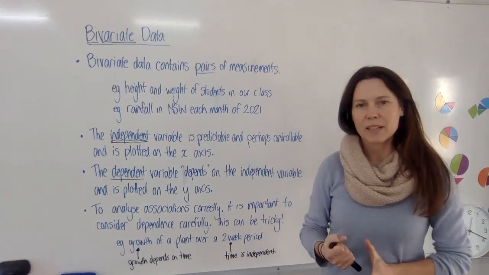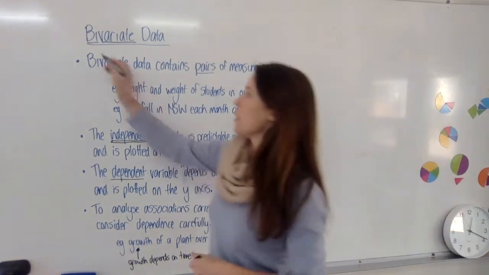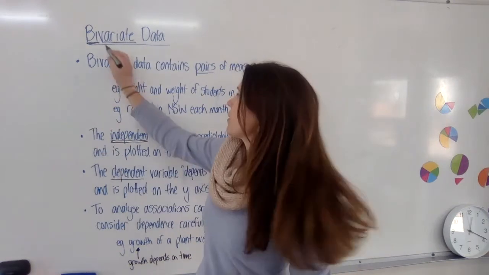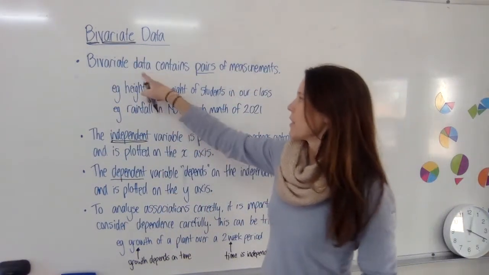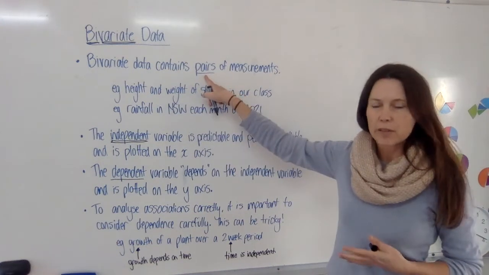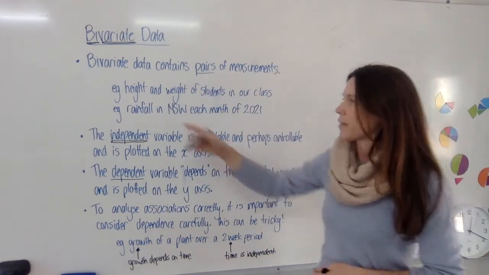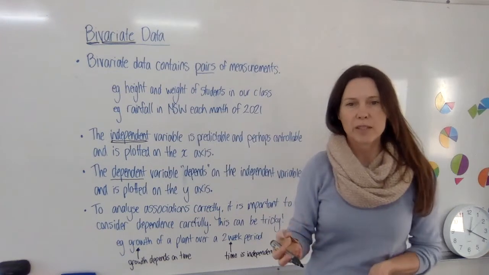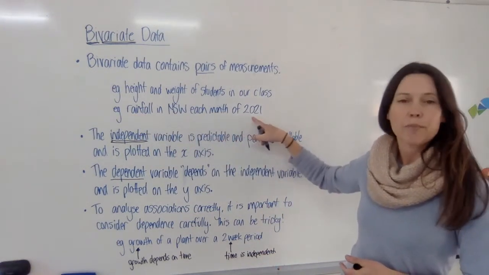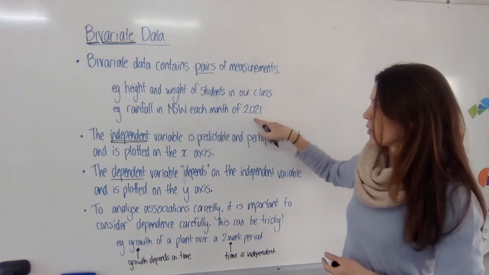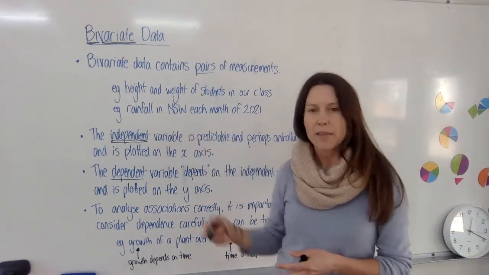Now, bivariate data is exactly as it sounds. Bi means two, variate, variables. It has two variables. So bivariate data contains pairs of measurements. So for example, we might be looking at the height and the weight of students in our class. Or perhaps we might be looking at the rainfall in New South Wales each month. Here we have time as one of the variables and rainfall as the other.